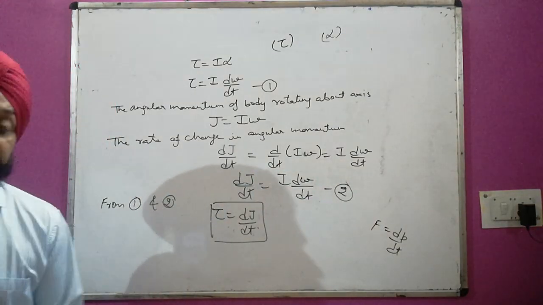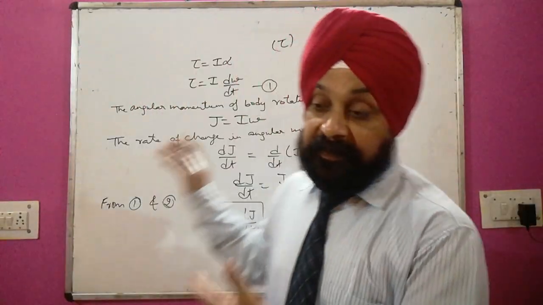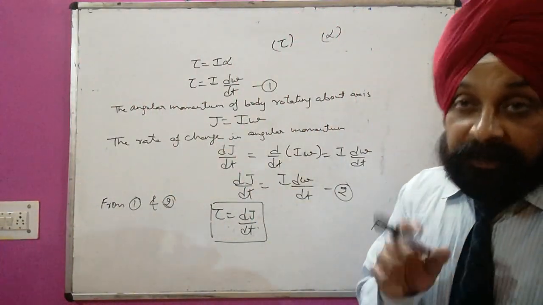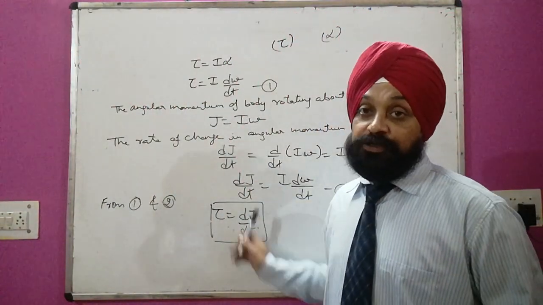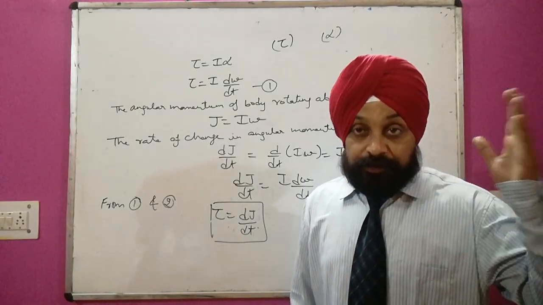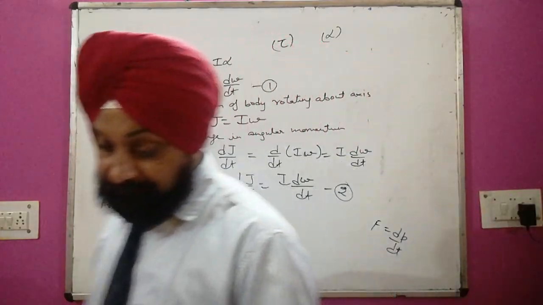Okay, these terms simply suggest that the idea is clear. But keep in mind, rate of change of angular momentum at the top. And this is the relation between tau and J.